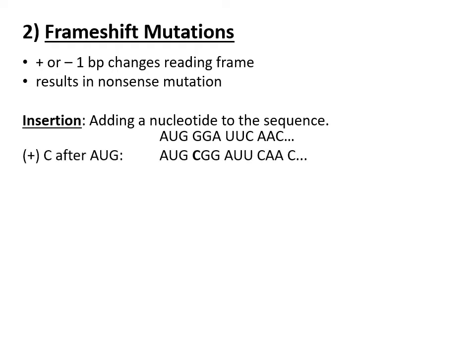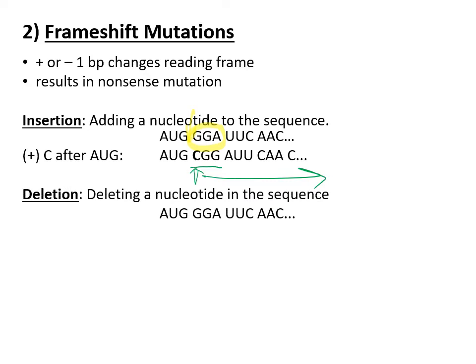And so again, if we added a C right here, you'll see that what was GGA is now CGG, and so you end up with a completely different amino acid there, but also you're never going to get the GGA again because the reading frame is off. It has changed because of this insertion of this one nucleotide, and therefore everything downstream from there is most likely going to be making different amino acids.